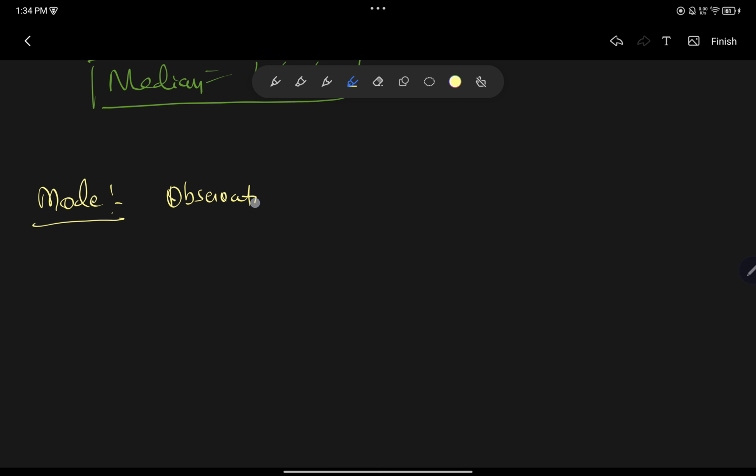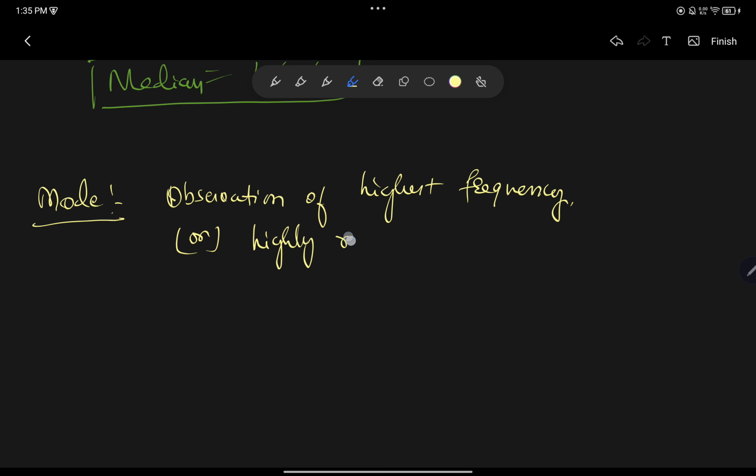Observation of highest frequency, or highly repeated value, is mode. Correct.